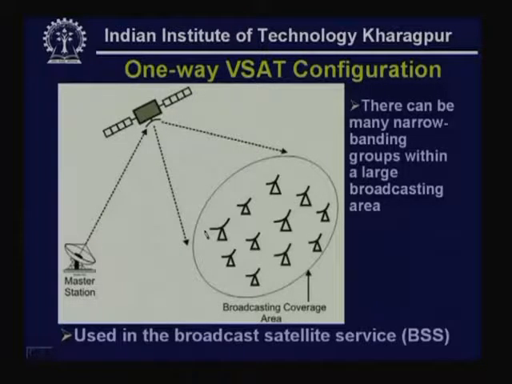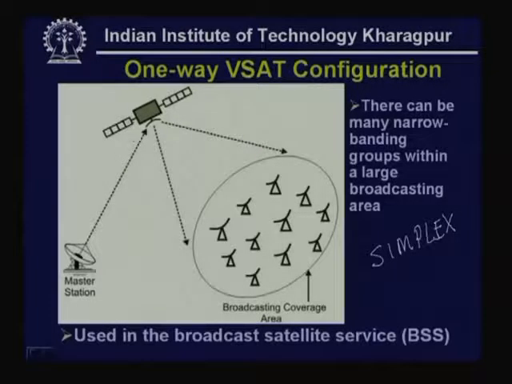In one way VSAT configuration, it is essentially simplex communication. We know that simplex communication is only in one direction, and that is what is being done in this particular case. Here, for example, there is a master station. It sends data to the satellite and the satellite relays it over a large geographic area. So, it is essentially the broadcast coverage area, and all the ground stations in this area can listen to what is being transmitted by the master station through the satellite.